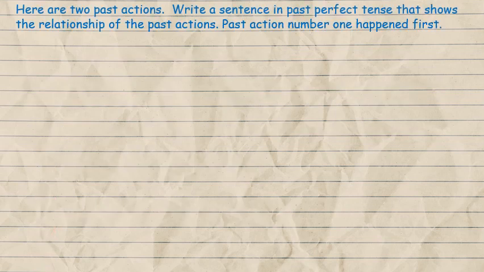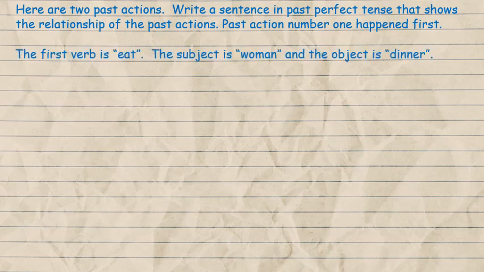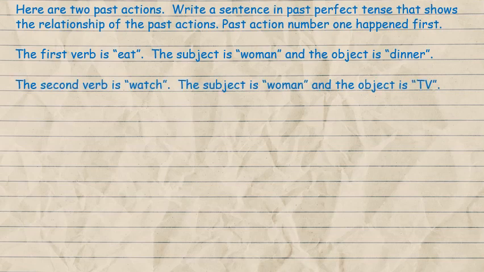Here are 2 past actions. Write a sentence in past perfect tense that shows the relationship of the past actions. Past action number 1 happened first. The first verb is eat. The subject is woman and the object is dinner. The second verb is watch. The subject is woman and the object is TV.